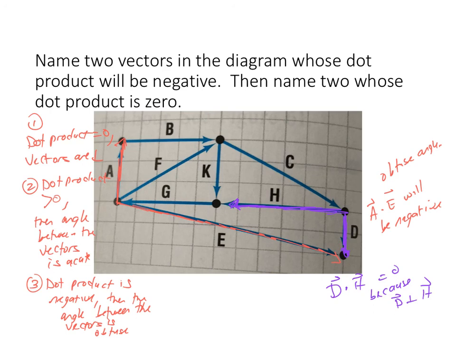So another example could be B and K, because we could move, remember we can move K from its original position over here. This could also be the vector K. Remember, vectors can be slid around in space as long as they have the same magnitude and direction. So B dot K is also equal to 0 because those two vectors are perpendicular.